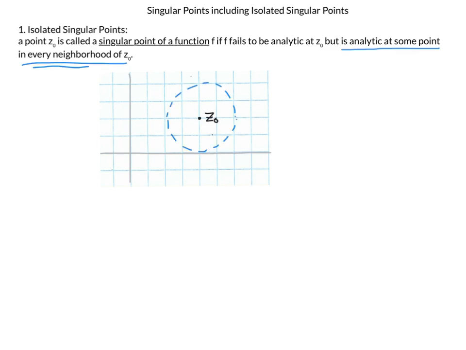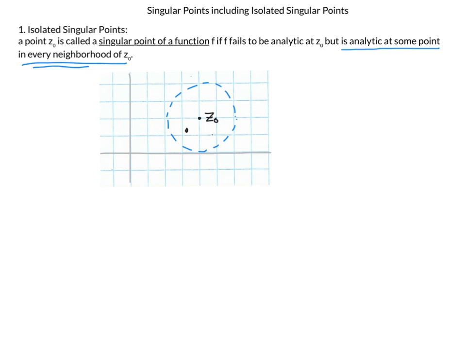I will start by drawing a small neighborhood around z0. That's the interior of a circle with z0 at the center. And what this definition says, well, first, f fails to be analytic at z0, but it will be analytic at some point in every neighborhood of z0. So in this neighborhood here, this neighborhood bounded by the circle, there's some other point. Let's just say it's this point here that is analytic.